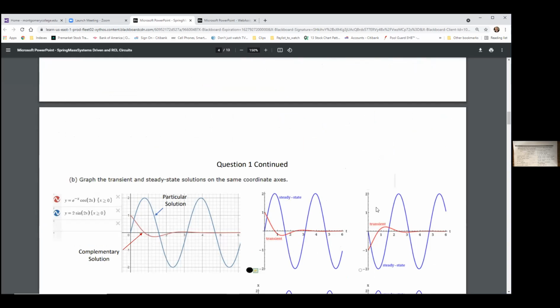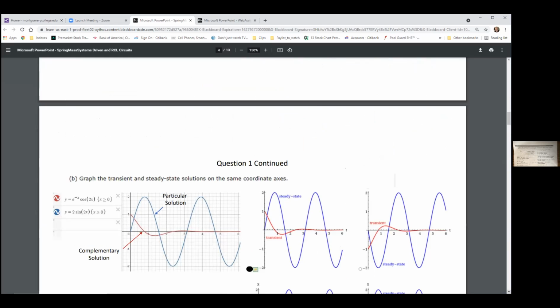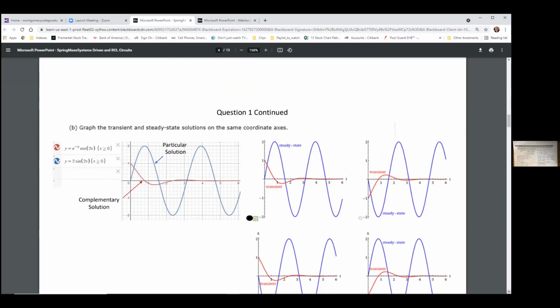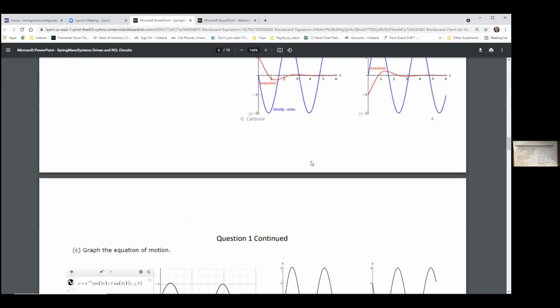When you take a look at this, hope everybody sees what's on the screen, here's the steady state, and here's the transient. So the transient dies out, and here's the steady state. And so those are the two solutions. I graphed the solutions using Desmos. So once again, the particular solution is the steady state, and the complementary solution happens to be the transient. It could be the reverse. You can get problems that are reversed.